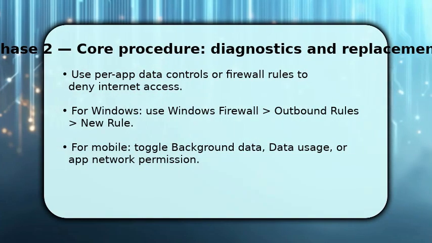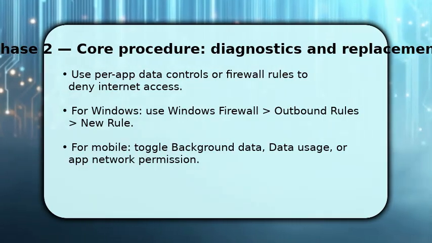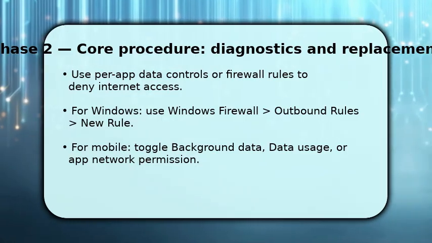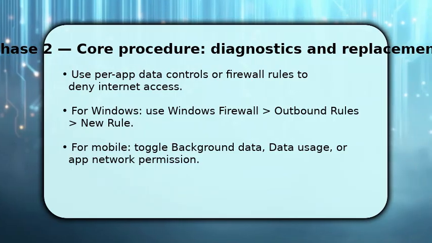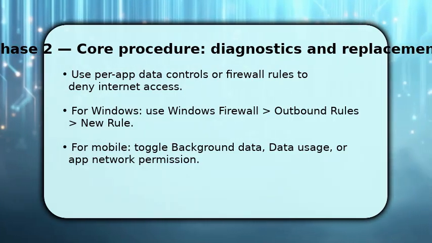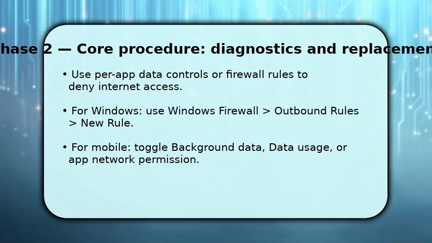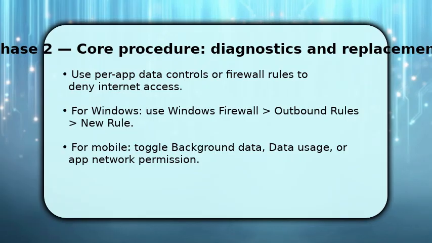Now you apply the block. On Windows, create an outbound firewall rule. Select Program, point to the app executable, choose Block the connection, apply to all profiles, and name it. On Mac OS, use a third-party app or PF rules. On Android, go to Settings, Apps, Data Usage, and disable background and foreground data, or use a firewall app. On iPhone, restrict cellular access in Settings, Cellular.